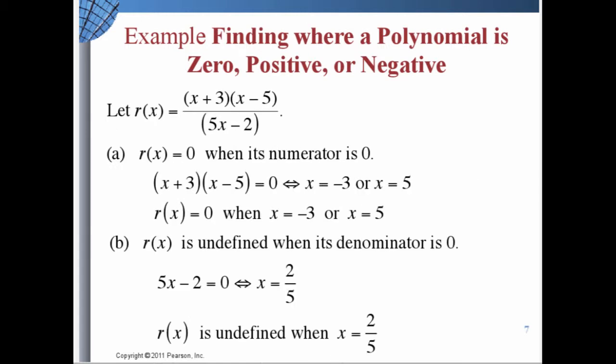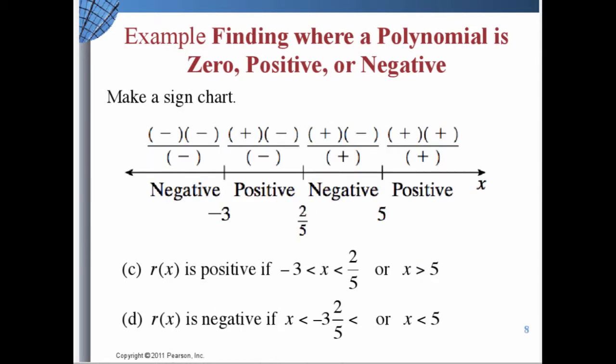So, part A, we want to know where the function equals 0. This is when the numerator is 0. Okay, so we just determine the zeros of the numerator. Pretty straightforward there. x equals negative 3 and x equals 5. Part B, r of x is going to be undefined when the denominator is 0, so just take our denominator and set it equal to 0 and solve. So x equals 2/5 is where our function is undefined.